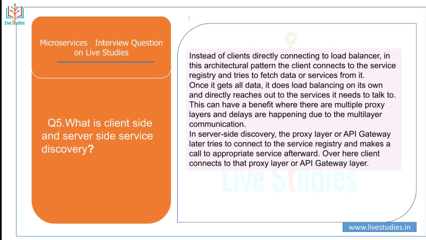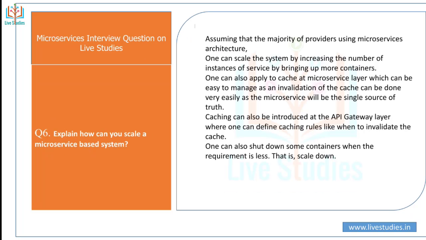This can have benefits where there are multiple proxy layers and delays are happening due to the multi-layer communication. In server-side discovery, the proxy layer or API gateway tries to connect to the service registry and makes a call to the appropriate service, while the client connects to that proxy layer or API layer. Move to the next question. Another question is, explain how you can scale a microservice-based system.